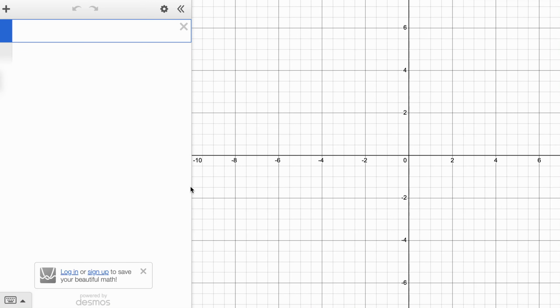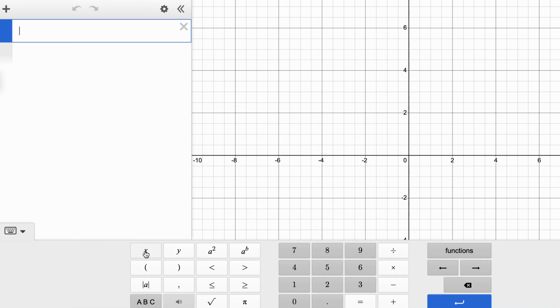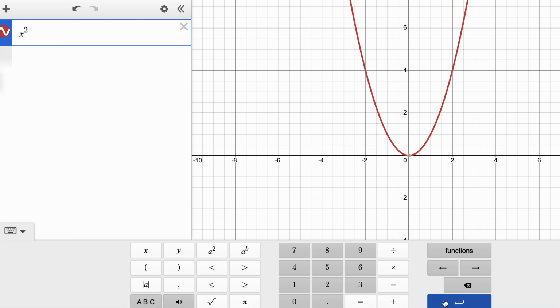Now we will draw these 5 functions which we have written on the paper before on Desmos graphing. While plotting on Desmos, we never write y is equal to x squared, right? Y is equal to 0 or f of x is equal to is already in the graph itself. We have to just write the function. So first we will do x squared, enter.